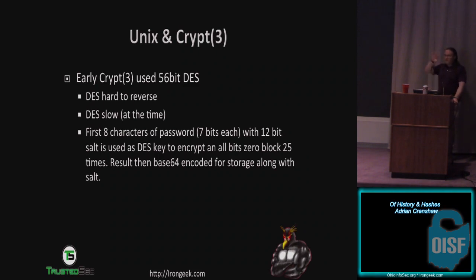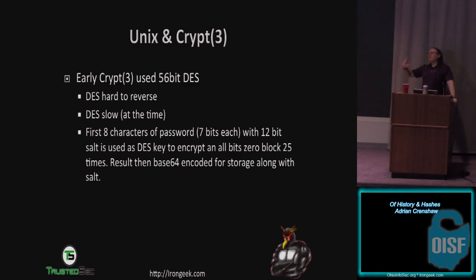The first 8 characters were the password, 7 bits each, essentially, because remember, ASCII is technically just 7 bits. You can see the rest of it as a 0, unless you're talking about extended ASCII. So you got 7 bits each. With a 12-bit salt, it is used as a DES key to encrypt an all-bits-0 block 25 times. The 25 times is essentially to slow things down for someone trying to attack the system.